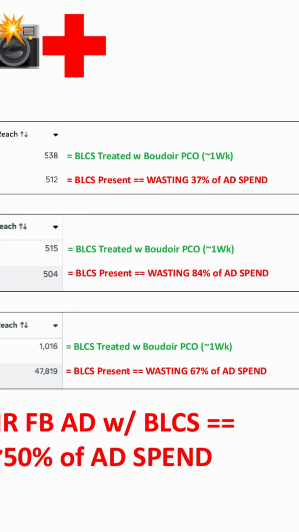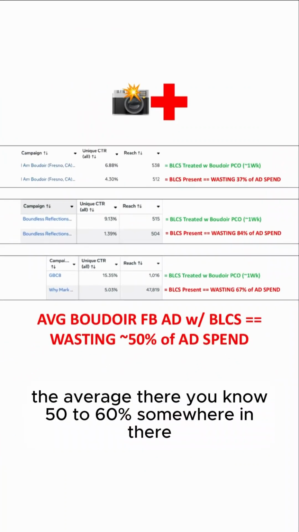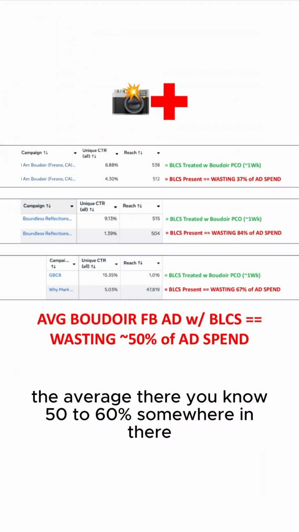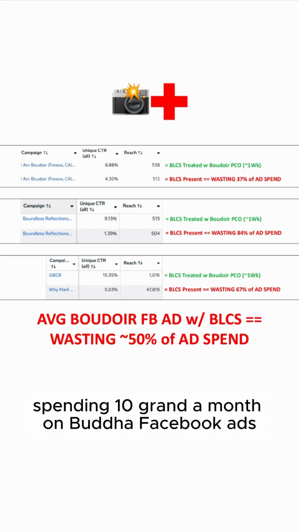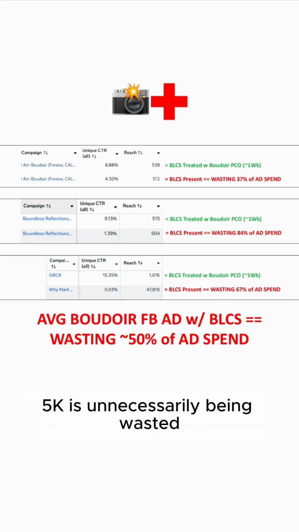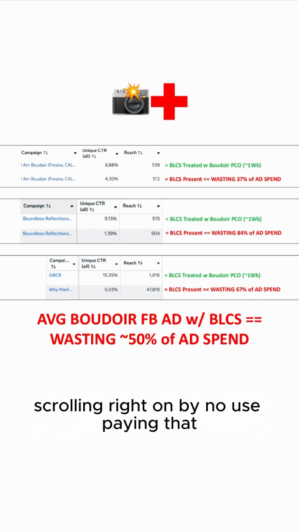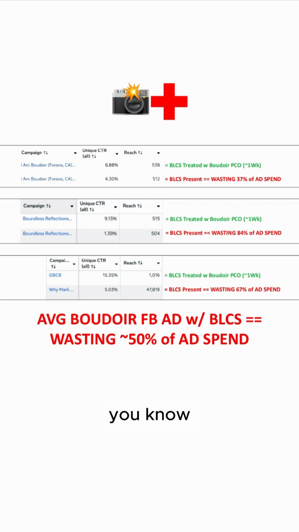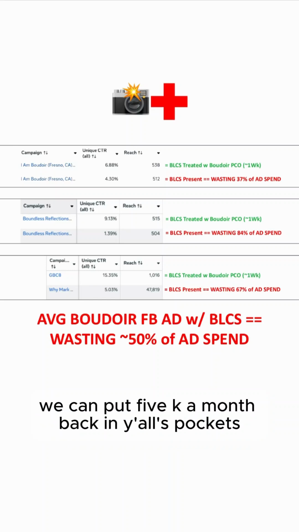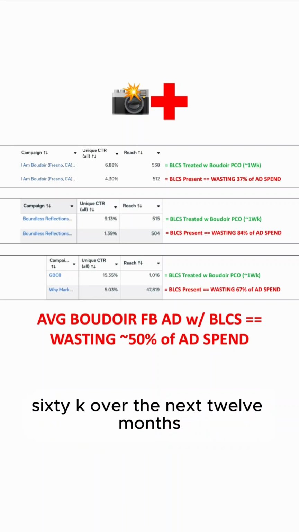So the average there, 50 to 60%, somewhere in there. So again, if you're spending 10 grand a month on Boudoir Facebook ads, 5K is unnecessarily being wasted, doing nothing, to women scrolling right on by. No use paying that, and by eliminating that, we could put 5K a month back in y'all's pockets, 60K over the next 12 months.